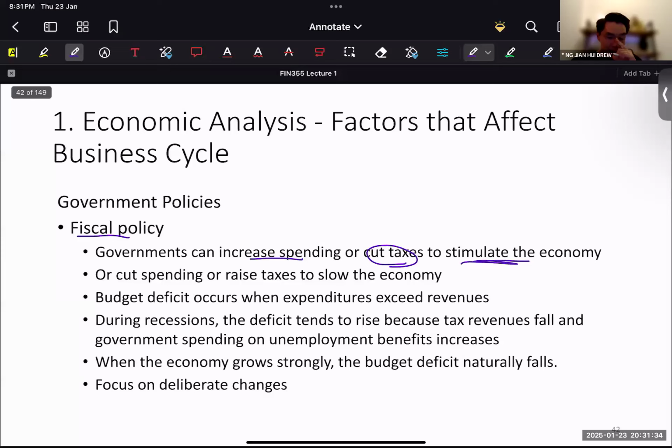GST vouchers, yes, those can increase to encourage increase in spending as well. Or it can be considered monetary policy because we're giving out or increasing money supply as well. But given that it is from the government, yes, it's a fiscal policy, right? So it's not from the central bank.